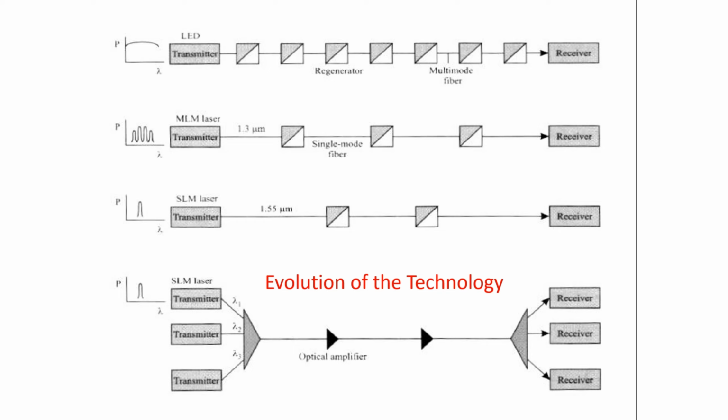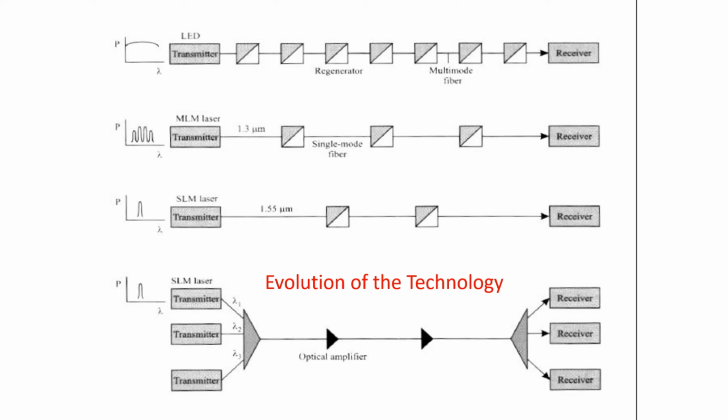In the second window, a multiple longitudinal mode laser is used. What is a multiple longitudinal mode laser? In that, your threshold value is higher for various modes. Because of this laser, the distance for regenerator placing increases. And here is your receiver.